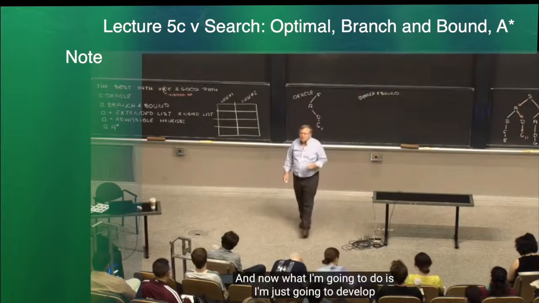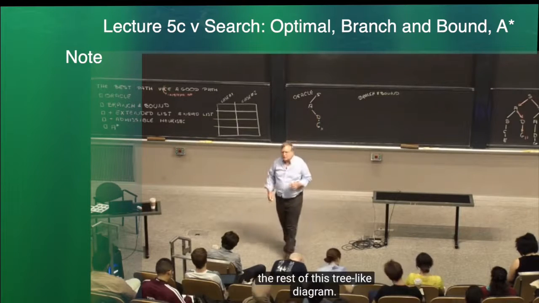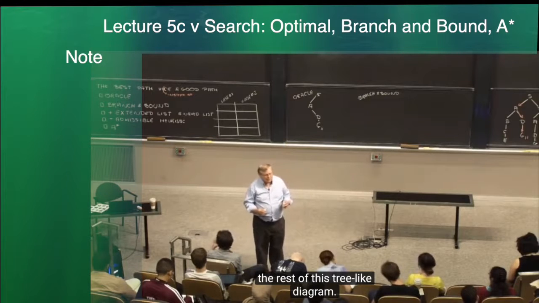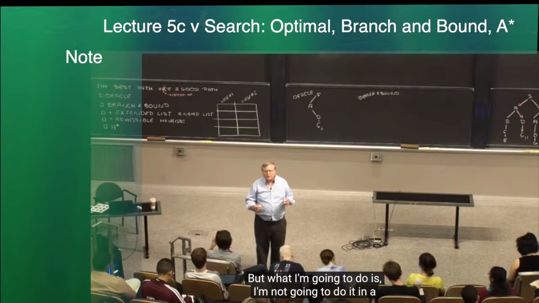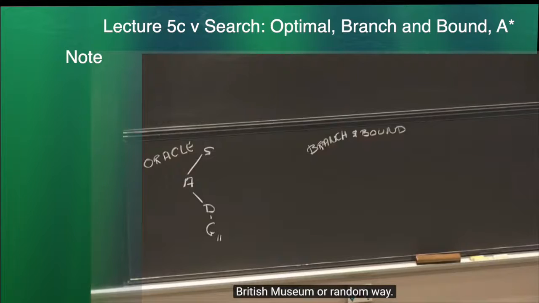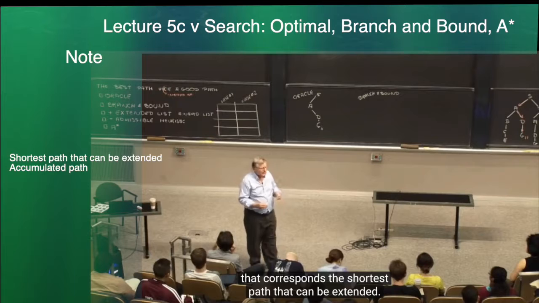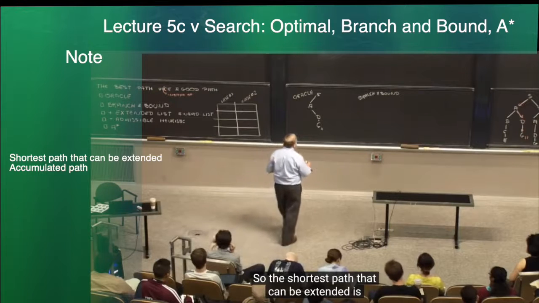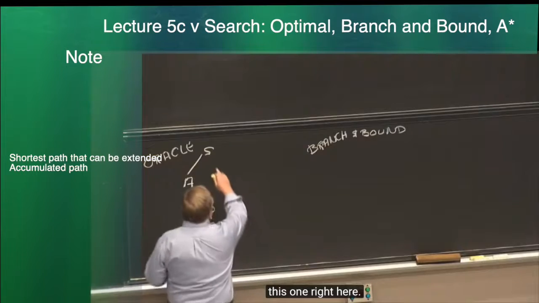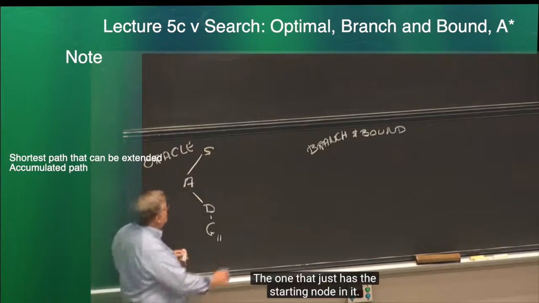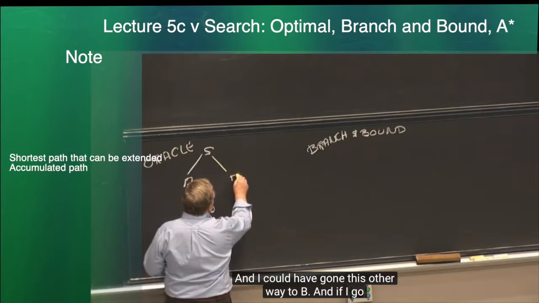And now what I'm going to do is I'm just going to develop the rest of this tree-like diagram, but I'm actually not going to do it in a British Museum or random way. What I'm going to do is I'm always going to look at the choice that corresponds to the shortest path that can be extended. So the shortest path that can be extended is this one right here, the one that just has the starting node in it. And I could have gone this other way to B.